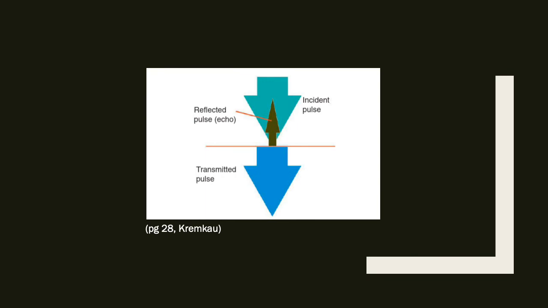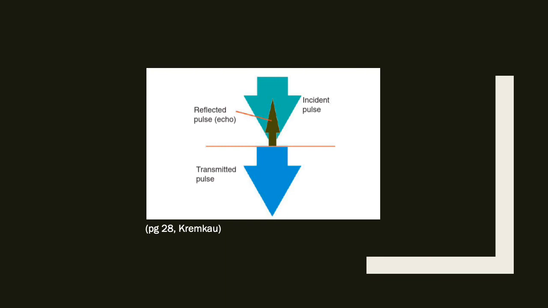I had briefly mentioned that reflection is part of attenuation for ultrasound. And again, if we look at this diagram, I think it does a really great job at describing why that is. So as our sound comes in, we have our incident pulse right here, this light blue or maybe aqua-y type color arrow going down.